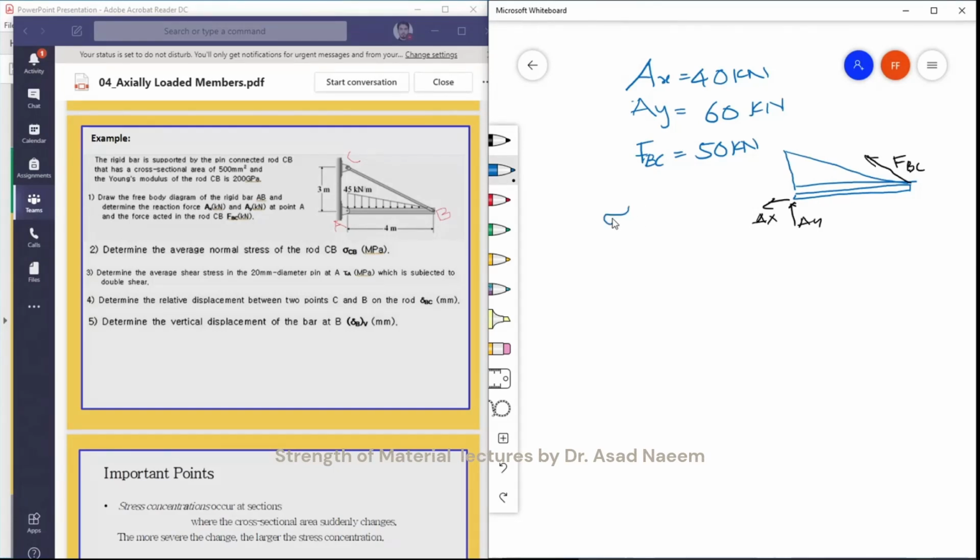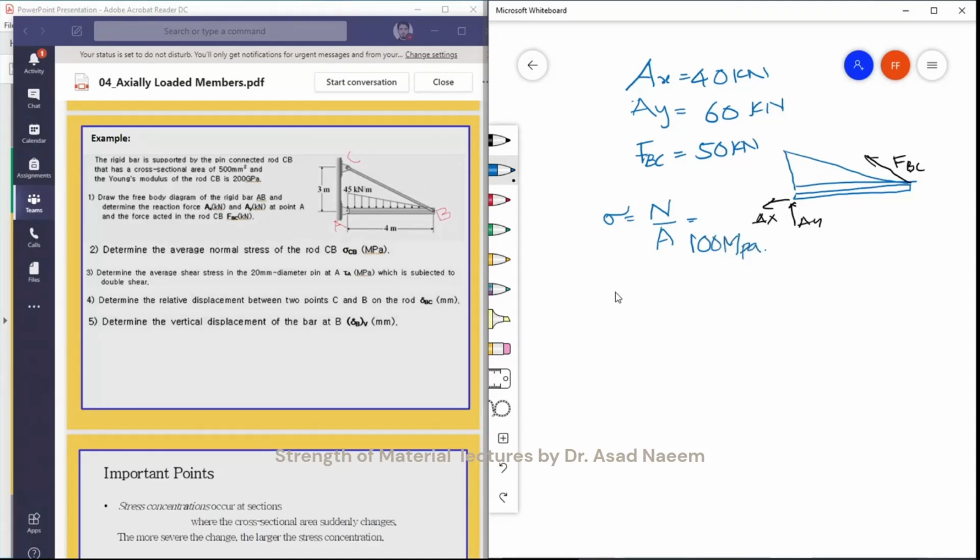Stress will be the same, which is normal force over area. Once we have this force, which is 50 kilonewton, divided by its area, the area given is 500 millimeter square, so we can calculate the stress. Stress comes out to be 100 megapascal.